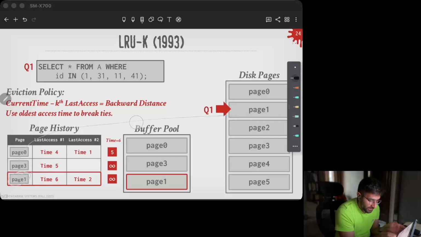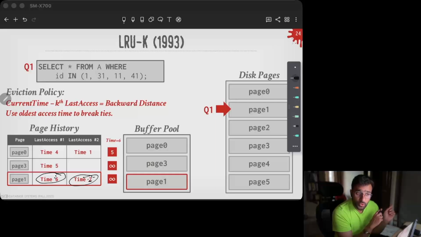But look at this now. We have timestamp 6. This is our current timestamp. But we also have timestamp 2. Where did that come from? That came from the ghost cache we have. So the ghost cache is basically your starting point for any pages that you might have seen in the past.